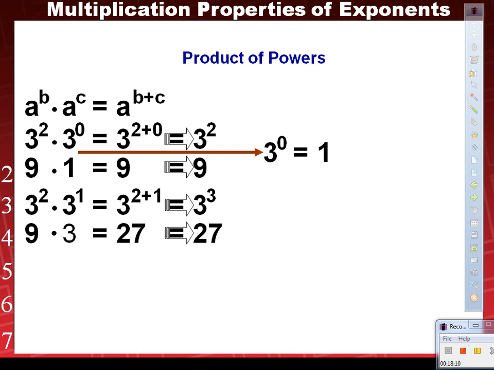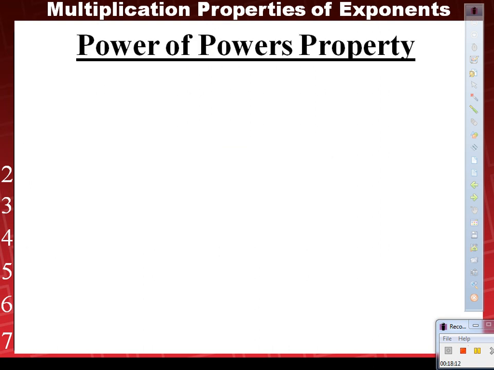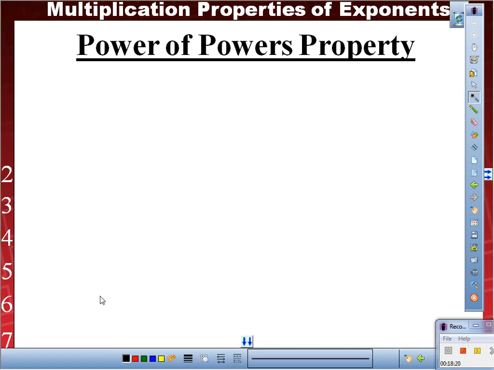All right. So turn your paper over and write this property down. Power of powers property. Example Q. Power of powers property. And once again, for this one, I'm going to show you. I'm going to be quiet. I'm going to have you do the thinking, do the reading part. I'll let you guys talk it over, and then we're going to come up with a definition. Okay?